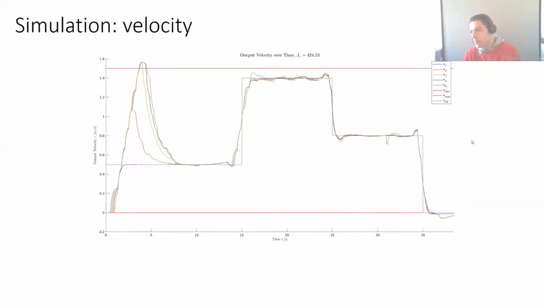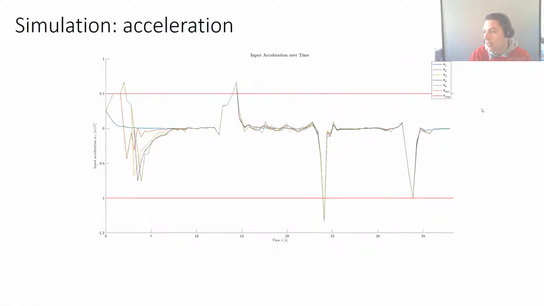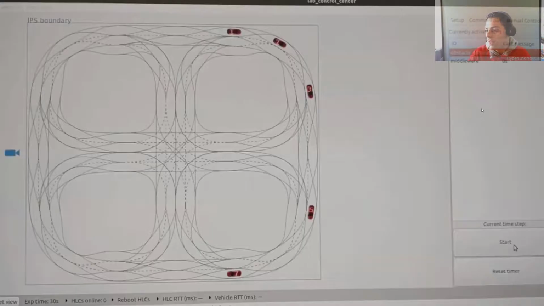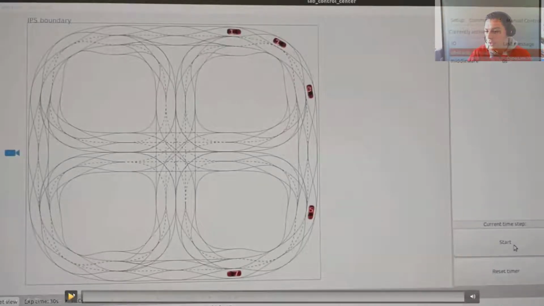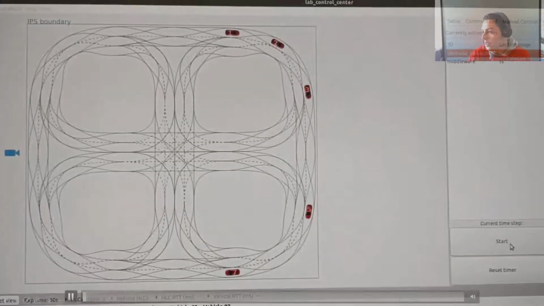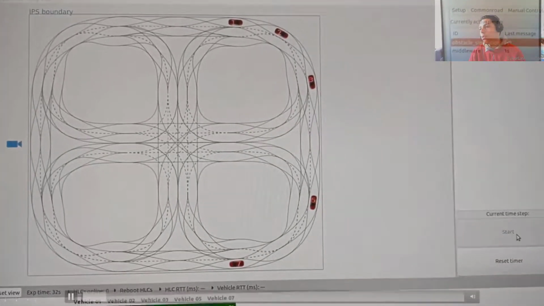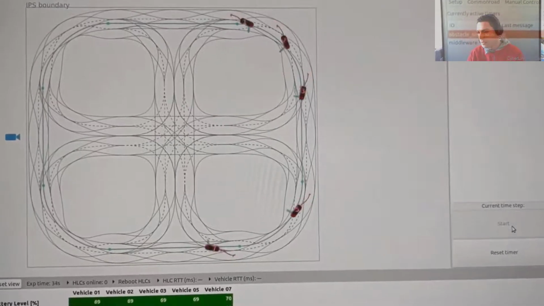This is the velocity profile. So they converge with a second order system to the references. The acceleration over time for the simulation. And I want to show you the video of the simulation that we did. So with vehicles 1, 2, 3, 5, and 7.